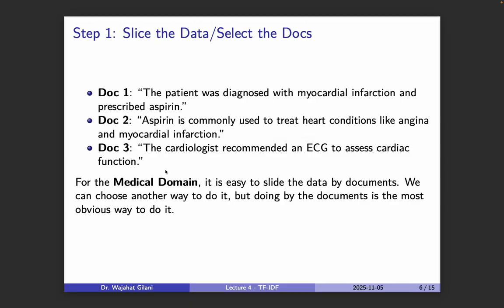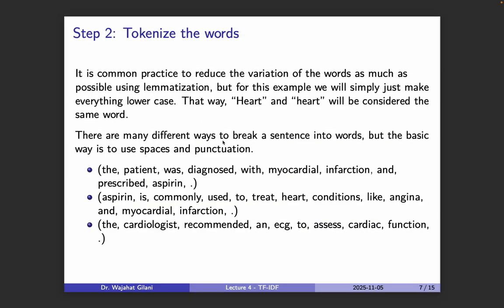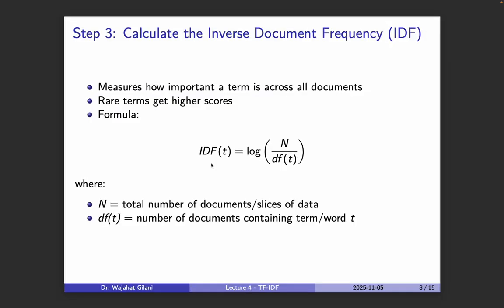Now, selecting the docs is pretty straightforward: Doc 1, Doc 2, Doc 3. Boom. Step 2, we tokenize the words. I just take the words and break them up. Remember, the most basic way is to split by spaces and punctuation. Notice that punctuation is there; we'll just leave it. The period is there. So we broke it up into its words, as we've done before. And now, step 3, let's get into it.